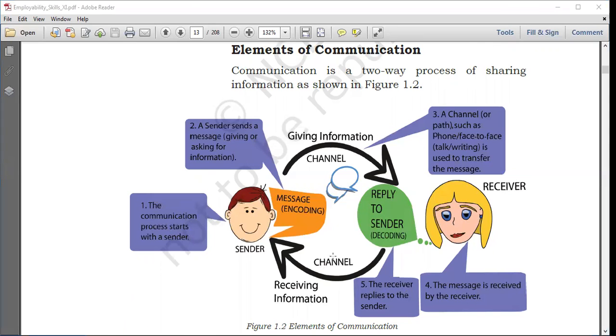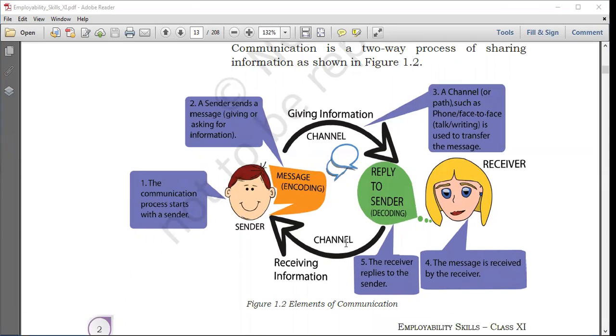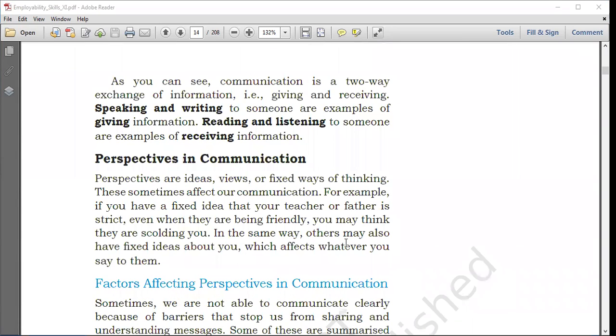So communication can only occur if you have all these five things, right? So these are the five basic elements. So giving and receiving are the two major parts of information exchange. If you speak something or write something, that is giving information. And if you read and listen, that is receiving information, right?